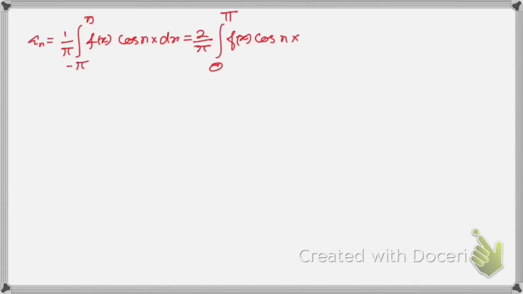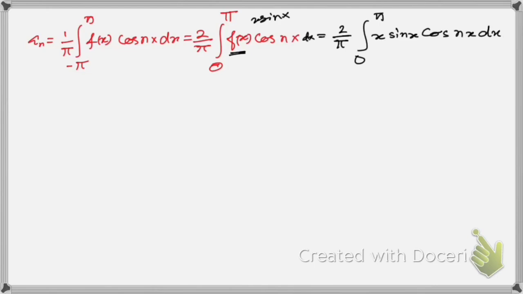So this is the formula we're going to use to find an. So here the given function f of x is x sin x. So that's why it becomes 2 by pi integral 0 to pi x sin x cos nx dx. That's what we're going to have, right? So this is what we have got.